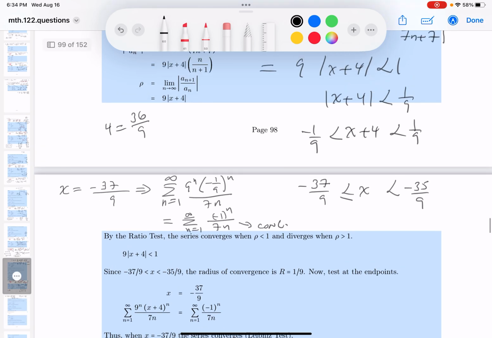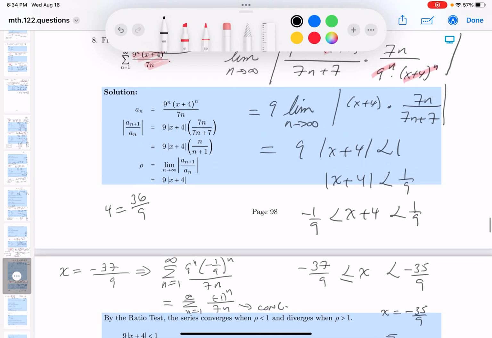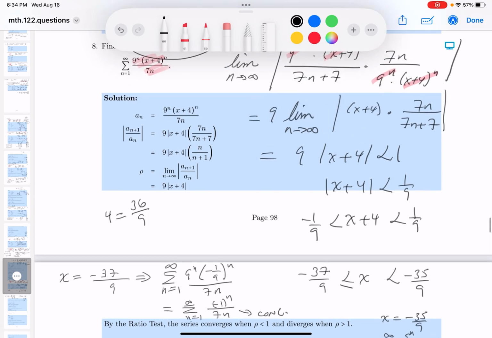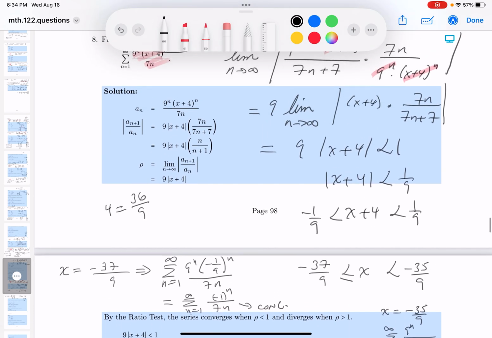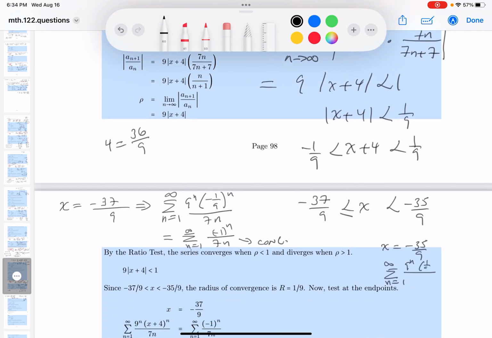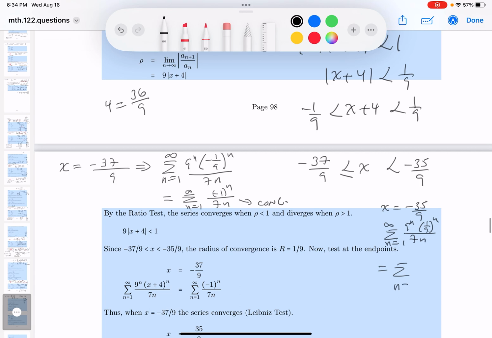Let's try minus 35/9 and see what happens there. So what happens when x is minus 35/9? Let's write it down: the sum from n equals 1 to infinity of 9 to the n, and then minus 35/9 plus 4, which is 36/9, which gives 1/9, and that's 7n on the bottom. What do you get there? It's relatively simple: the sum from n equals 1 to infinity of 1 to the n, which is just 1, over 7n. Certainly a divergent series, by the way. So do not include that.